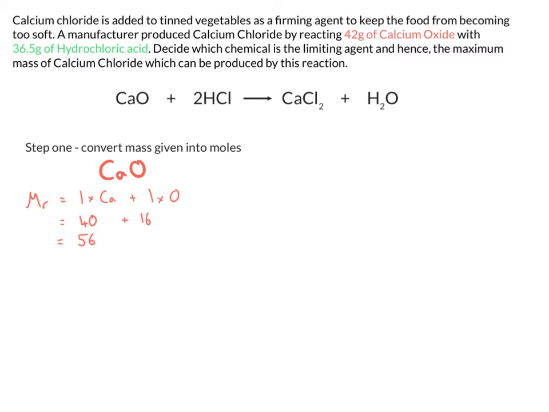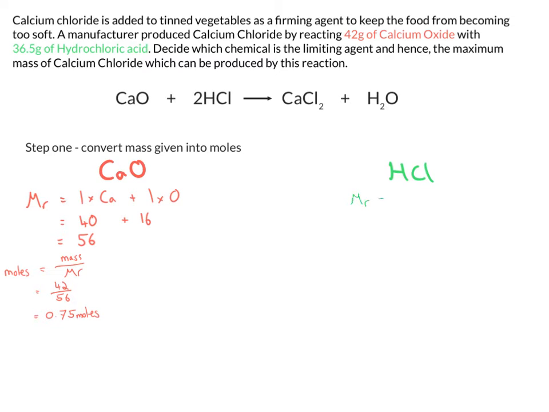My next step then is to convert my mass, which was given, into moles. So the mass that I was given was 42 grams. So I'm going to say my moles is equal to my mass over my MR. So that's going to be 42 divided by 56, which is equal to 0.75 moles. I have to do the same thing for my other mass. So this time I'm going to be looking at my HCl. First I have to work out my MR.